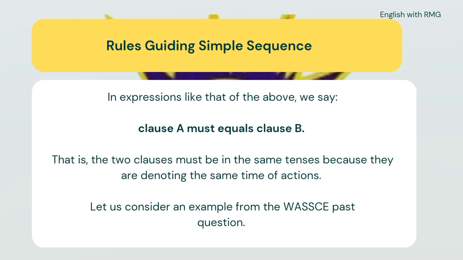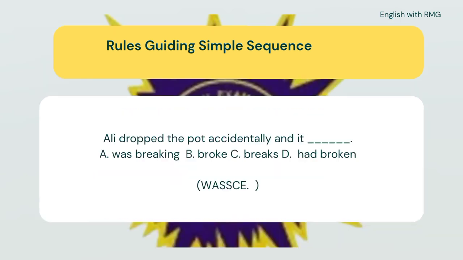So let us consider an example of this type of structure in a past WAEC question. Kindly pay attention to the questions. So in this past question, we have: Ali dropped the pot accidentally and it dash. So I said that when you want to answer any question, the first thing you need to pay attention to is the context of time that the sentence is trying to communicate.